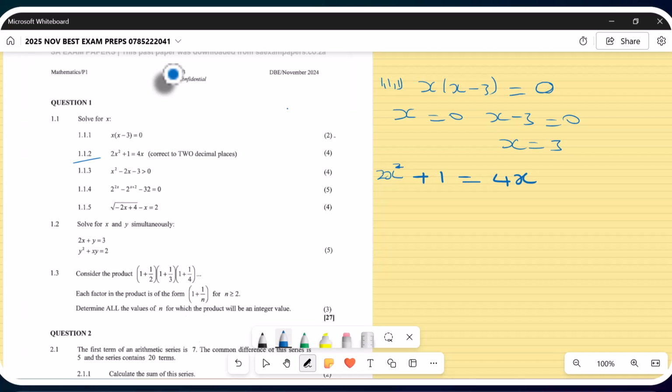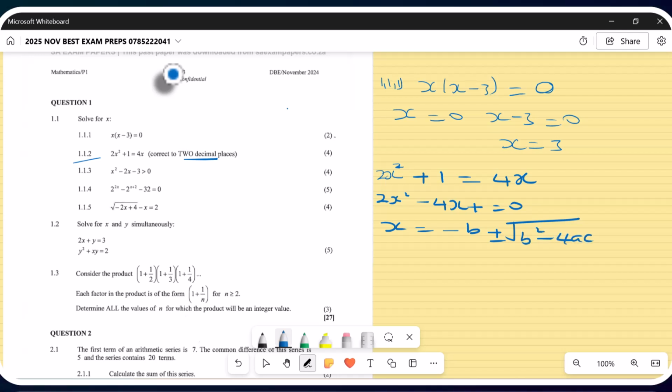The moment you see 2 decimal places, it means you are going to use the quadratic formula. You will not factorize. So the first thing to do, you must put this equation in standard form. So it is 2x squared minus 4x plus 1 equals 0. Now the formula says x equals minus b plus or minus the square root of b squared minus 4ac, divided by 2a.